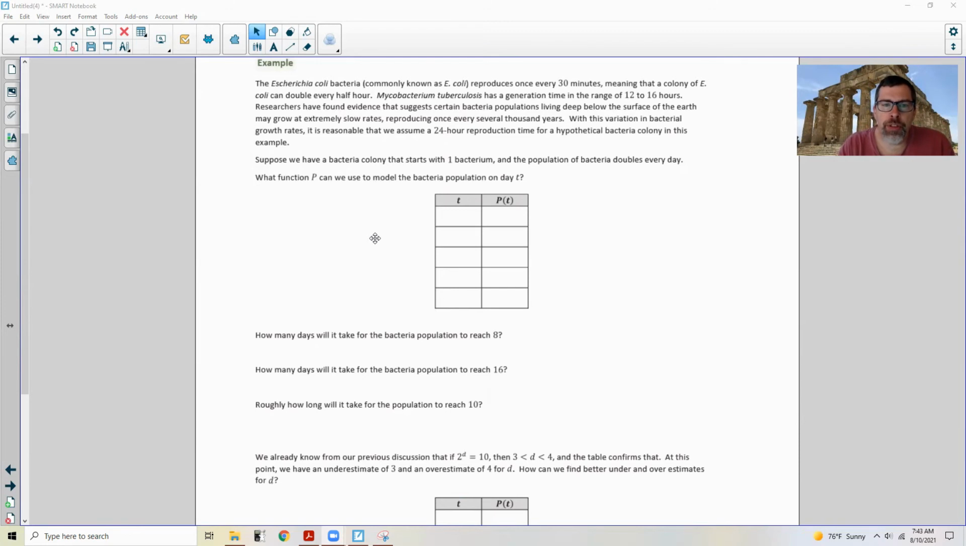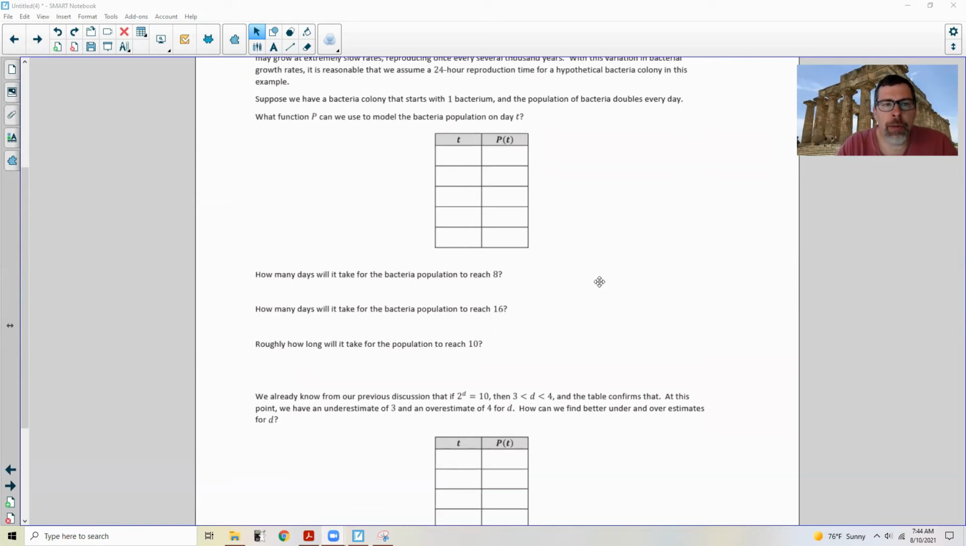Mycobacterium tuberculosis has a generation time in the range of 12 to 16 hours. Researchers have found evidence that suggests certain bacteria populations living deep below the surface of the earth may grow at extremely slow rates, reproducing once every several thousand years. Wow. With this variation in bacterial growth rates, it is reasonable that we assume a 24-hour reproduction time for a hypothetical bacteria colony in this example.